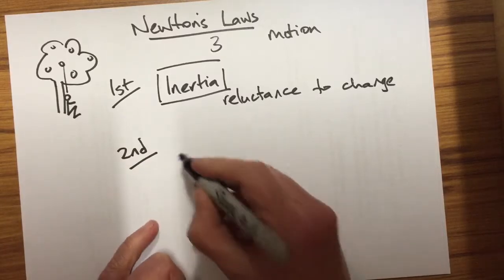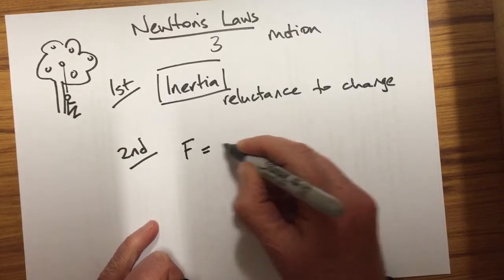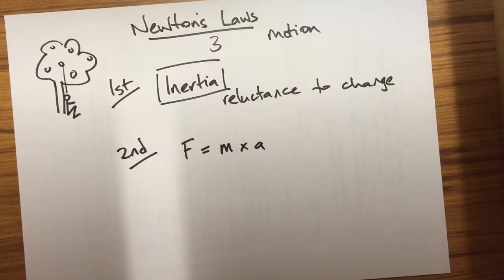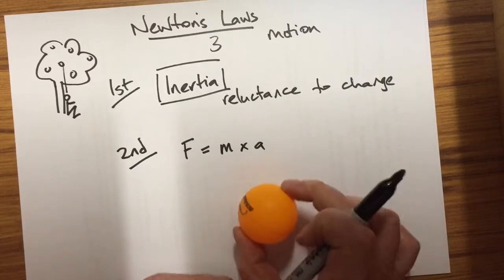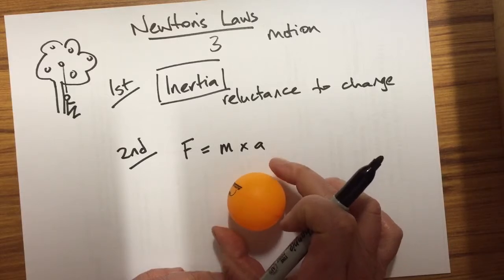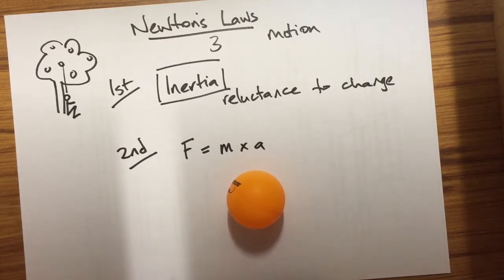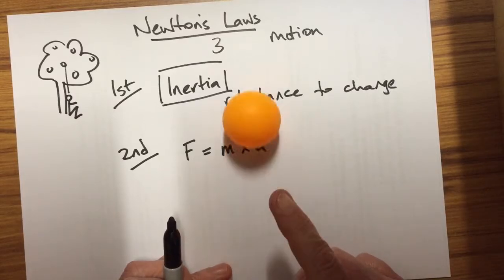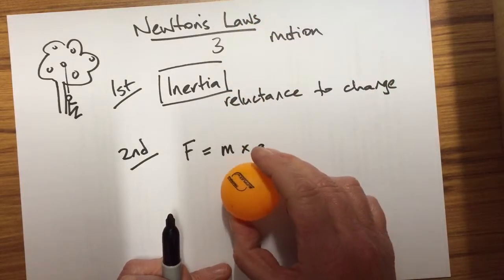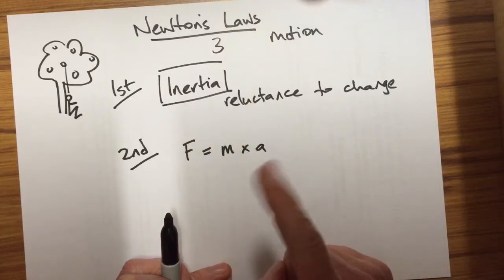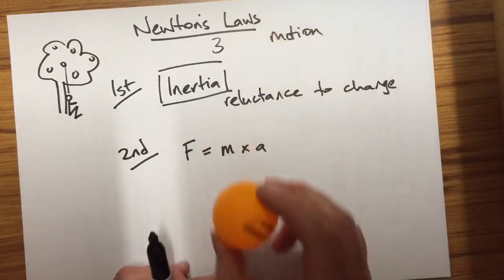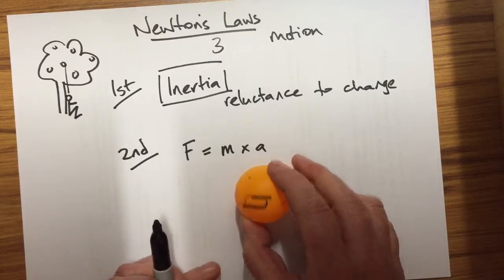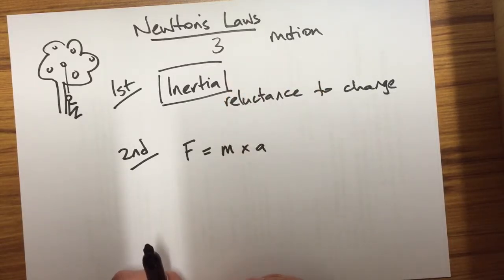Newton's second law is summed up by a mathematical equation. Force equals mass times acceleration. If we had the same mass and we applied different amounts of force, we would end up having different levels of acceleration. So the more force that I apply to an object of the same mass, the faster the acceleration.